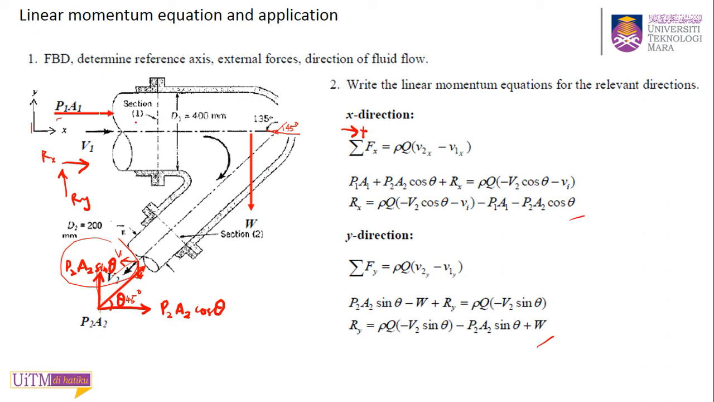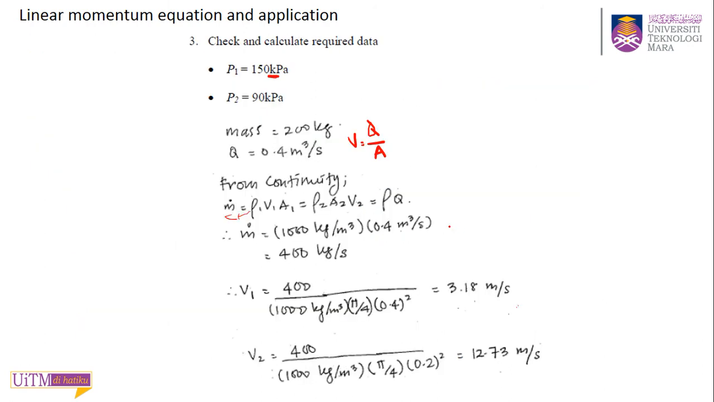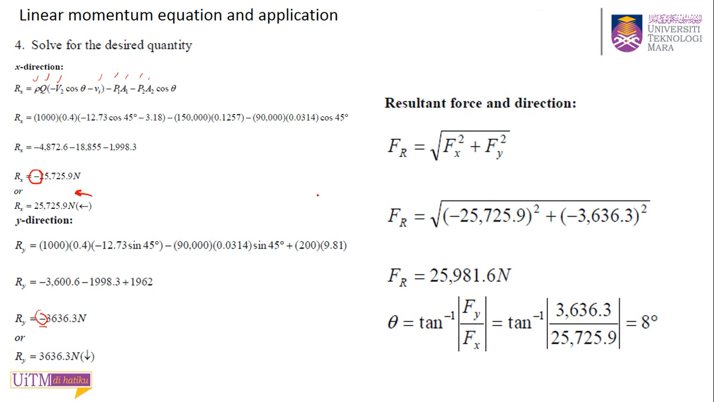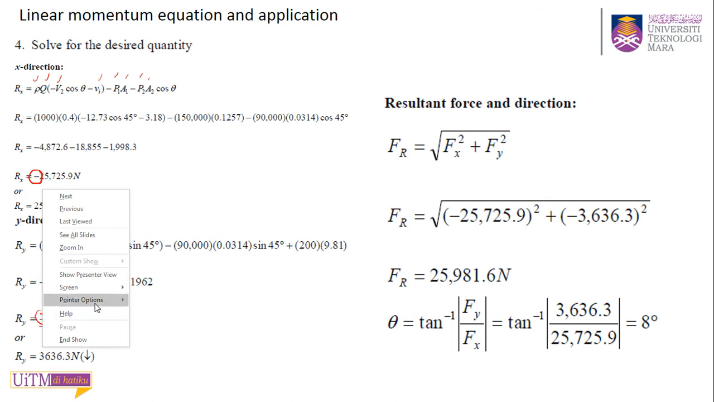So you have your P1A1 and you have your Rx. You need to sum, because this is a summation of forces in the X direction. So you have your P1A1, your Rx, and your P2A2 cos theta. This one is also to the right. That's why they add everything: P1A1 plus P2A2 cos theta plus Rx equal to rho Q and so on, and you will get this equation. And when they calculate, the value is negative.